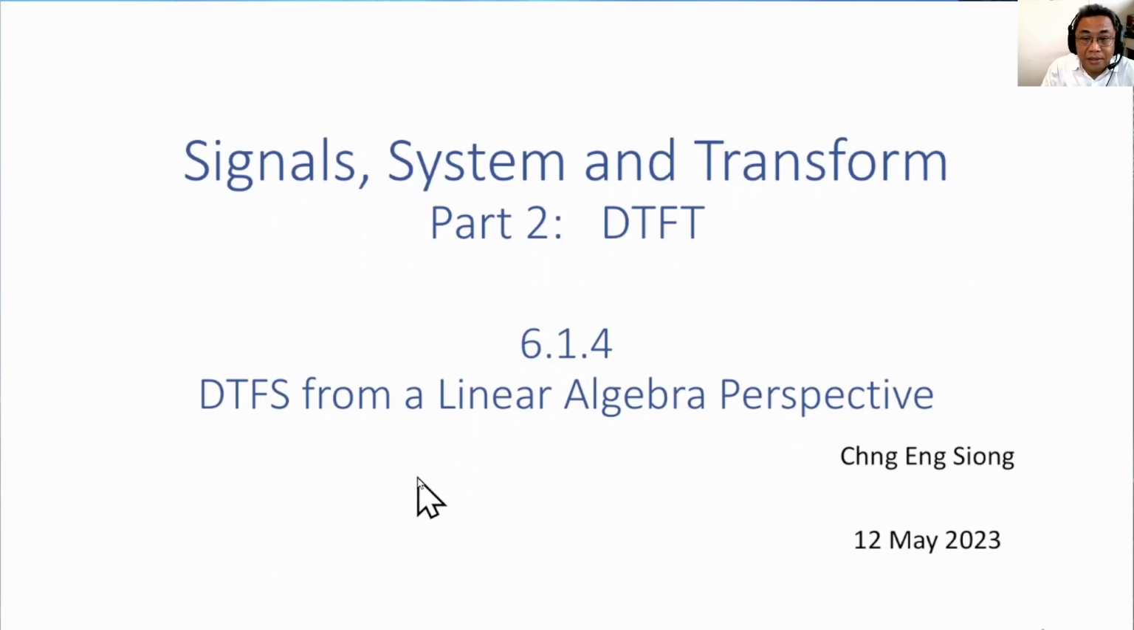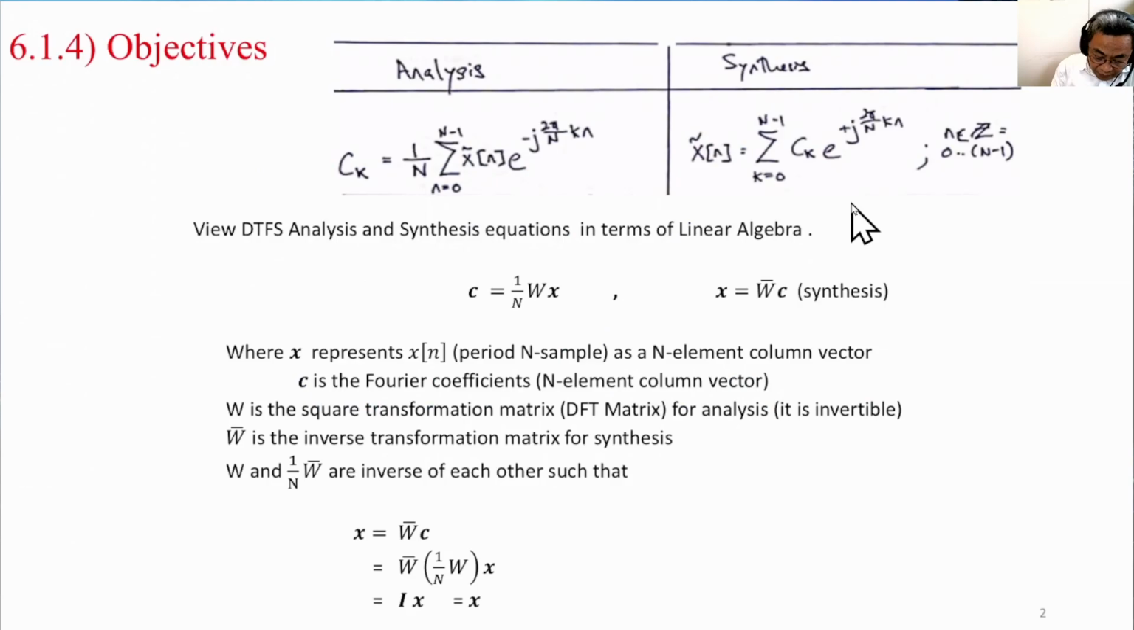Welcome back. This is Signals and Systems and Transforms Part 2, Chapter 6.1, Subsection 4. In this subsection, we'll talk about the DTFS from a linear algebra perspective. Let's first recap the DTFS analysis and synthesis equations.